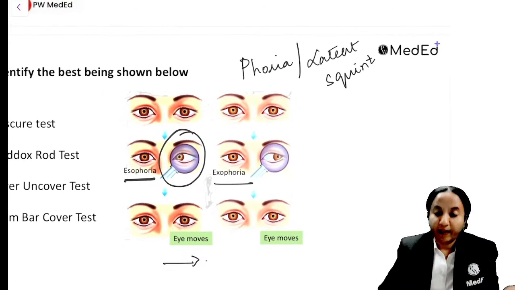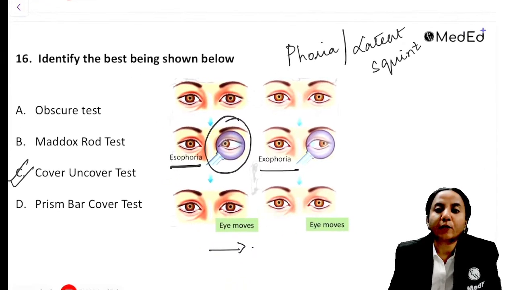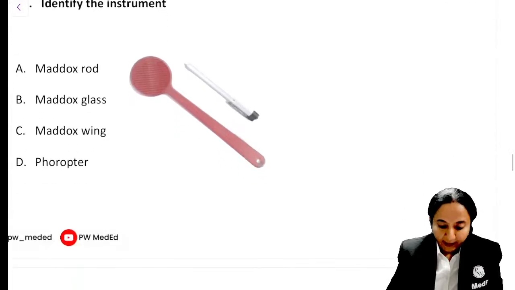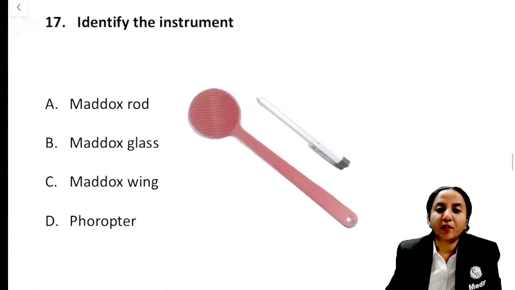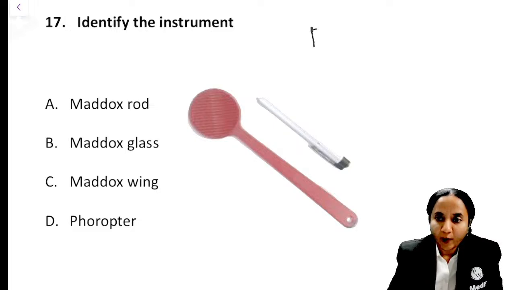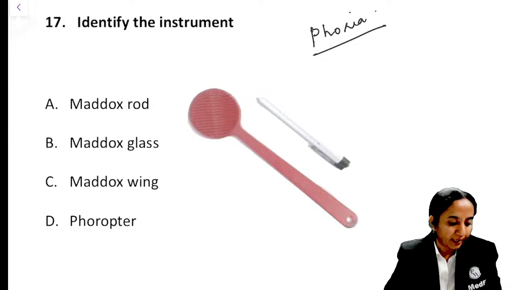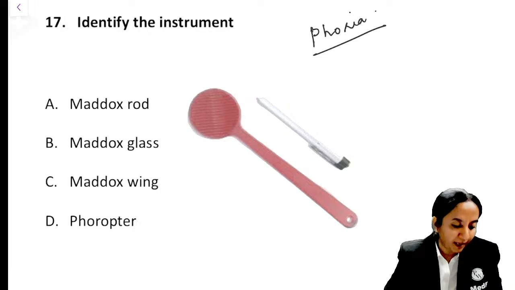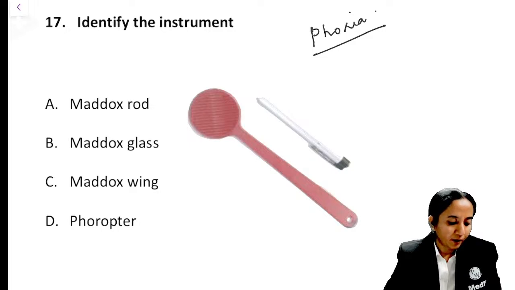The next question we are going to do is also a test for phoria. But look at this instrument, what is the name of this instrument? This is also used for evaluating phorias. So who will tell me what is the name of this? Yes, PDF will be made available to you. Chalo, quickly batao. What is the name of this instrument? PDF milega.